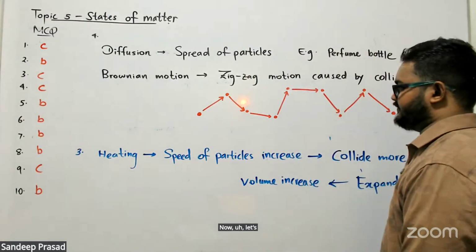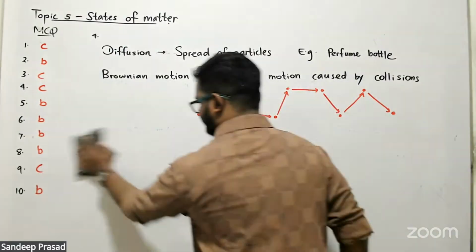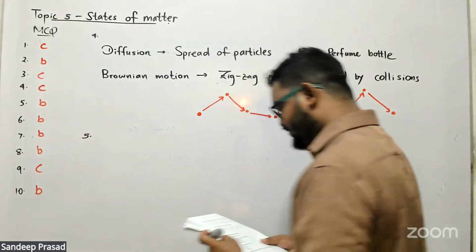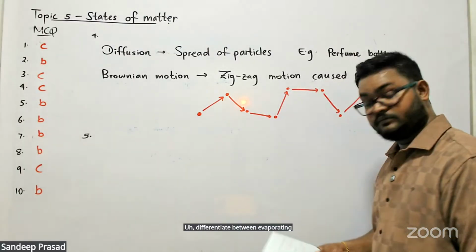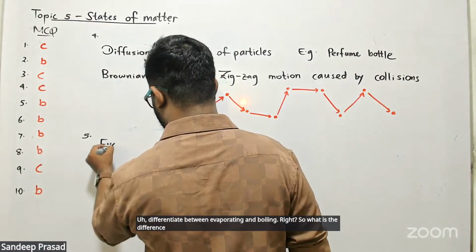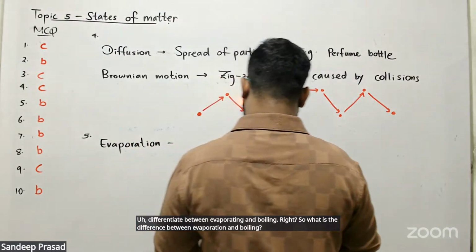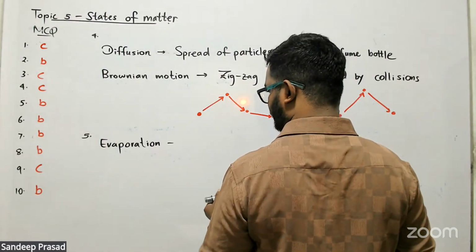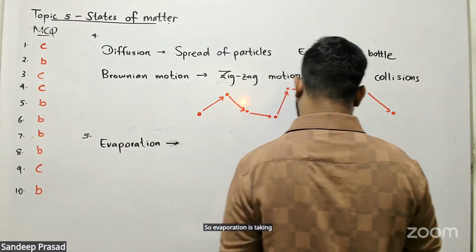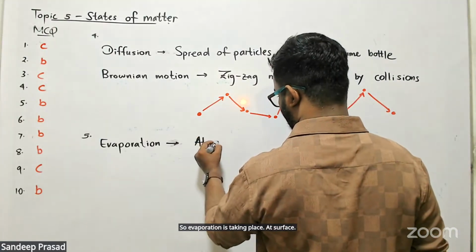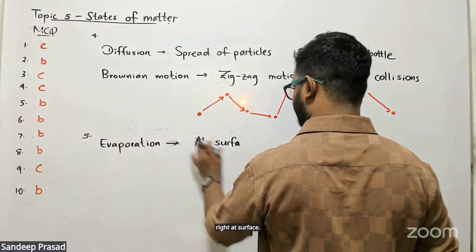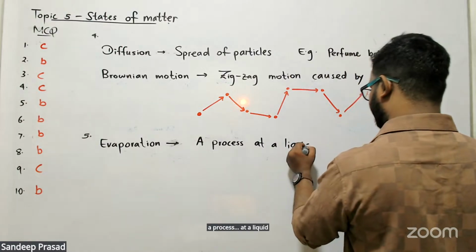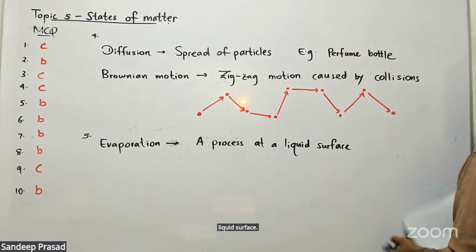Now let's move to question number 5. Differentiate between evaporation and boiling. Right? So what is the difference between evaporation and boiling? Evaporation is taking place at the surface, right? At the surface. It is a process at a liquid surface at any temperature.